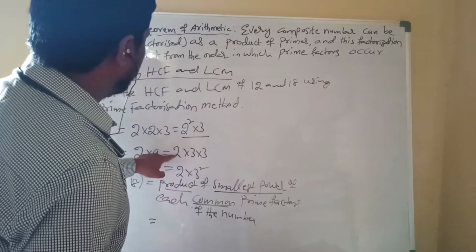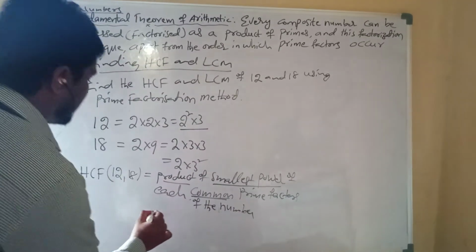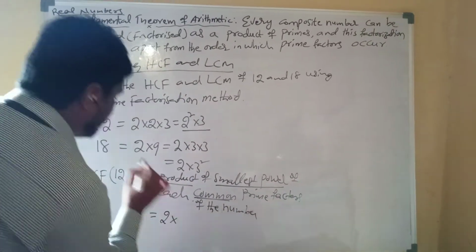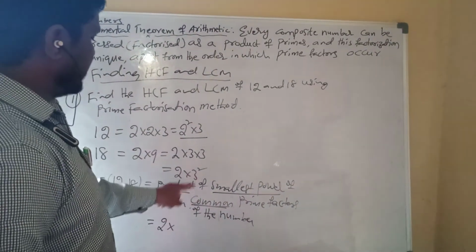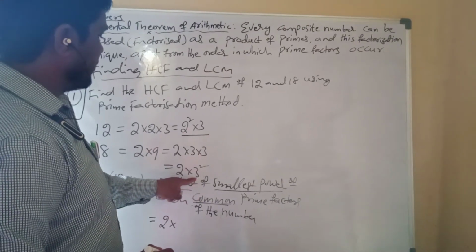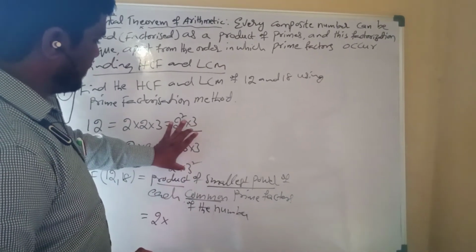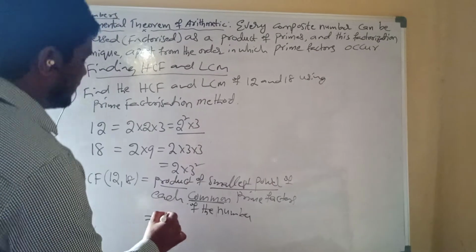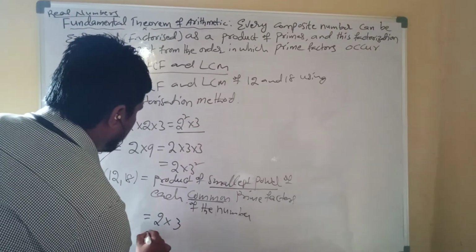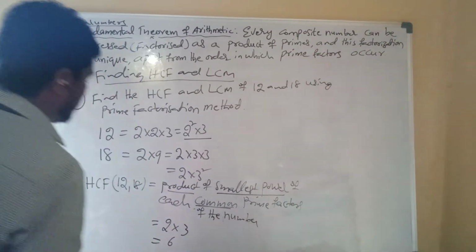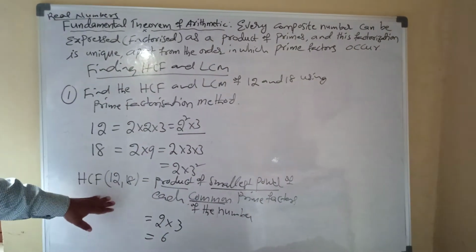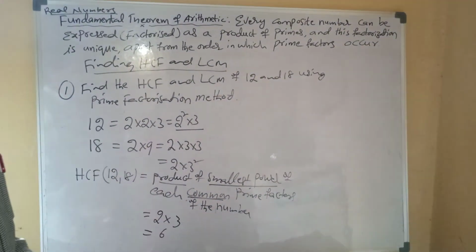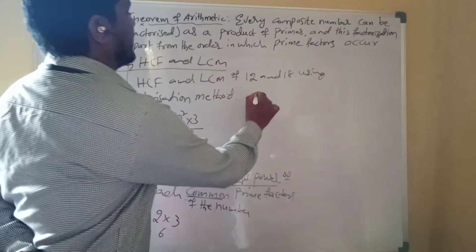Smallest is here, 2 is there and 2 square is there. Smallest one is 2 I am taking, and another common prime factor is 3 and 3 square. In this, 3 is the smallest one, that is 2 into 3, this is 6. Therefore HCF of 12 comma 18 is 6. And what is the LCM? Let us take the LCM.